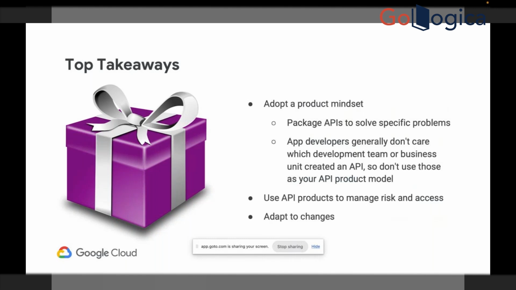And then obviously we are using API products to manage the access and risk. As you can see, for different kinds of teams, different types of consumers, we create products based on that only, and we adapt to the changes. So as I said, you start with product one, but then a different kind of use case comes, another product for that use case, another use case, so you adapt to change.